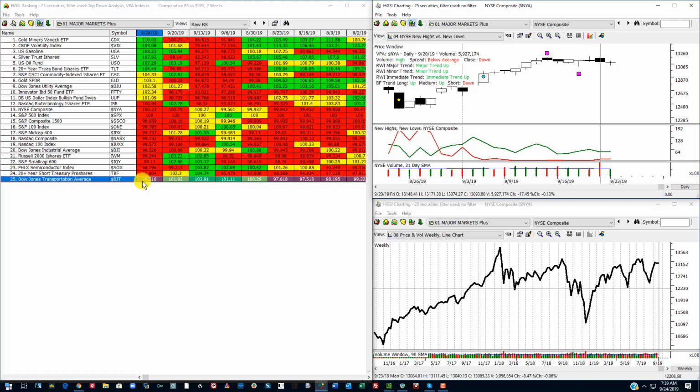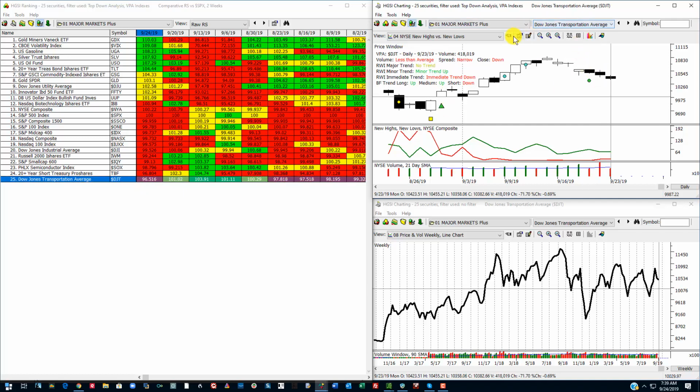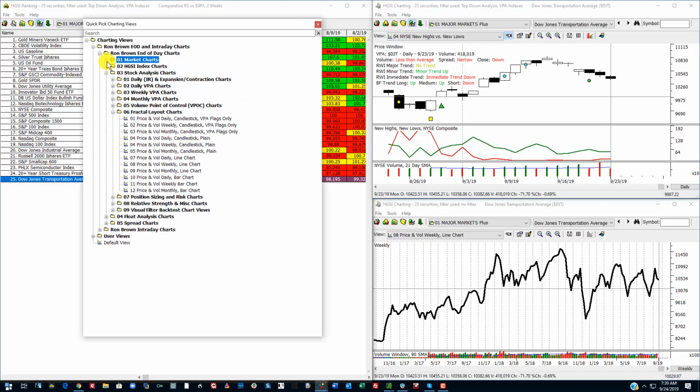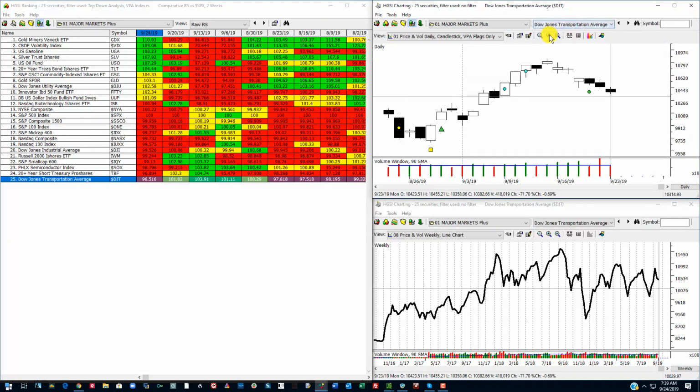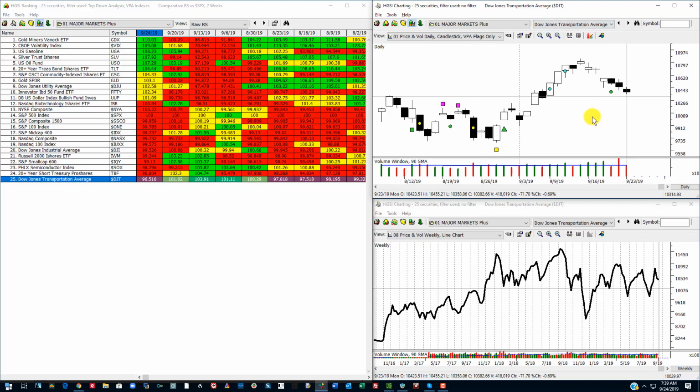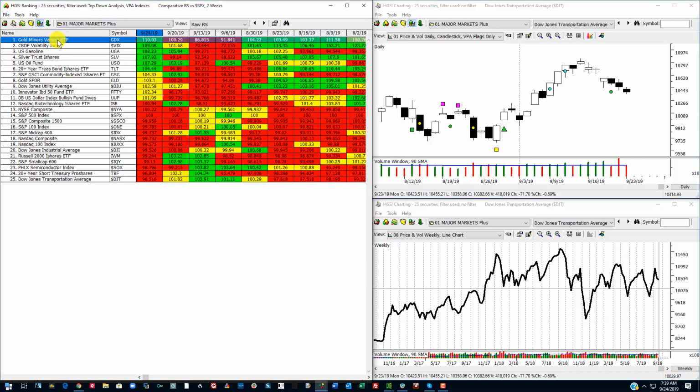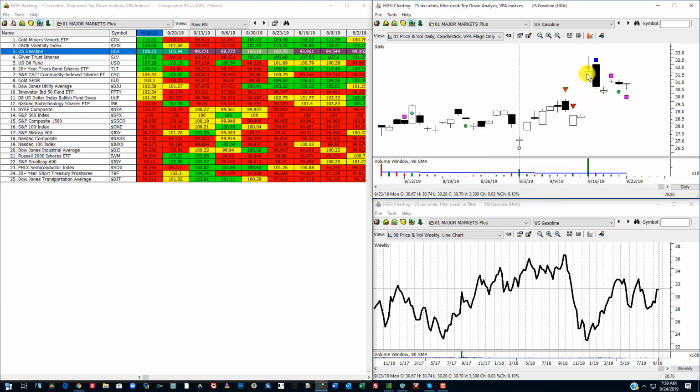I'll just click on this and bring these charts over here. I need to go to a different chart, though. I'll just go to a daily chart on this, and you can see that over this time period that the transports have been going down. This is a daily, this is a weekly, and let's compare that to gasoline over that same time period. Now, gasoline spiked up here. It really hasn't done much yet, but it did affect the transports.